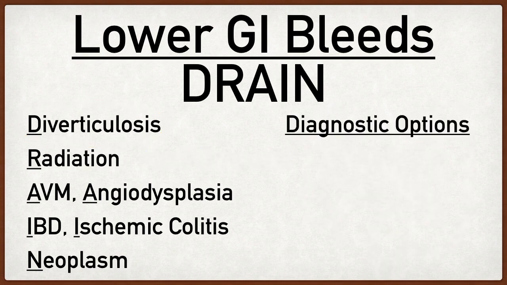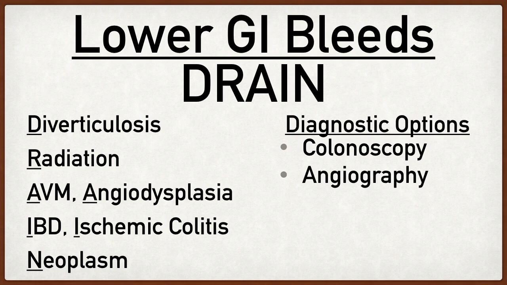Now, how can we diagnose lower GI bleeds? Colonoscopy is the test of choice, but it's not always possible, especially for brisk bleeds or life-threatening bleeds. You could also do an angiography, which is great because it could potentially help you localize the site of bleeding, and you could potentially perform direct intervention, doing things like embolization or vasopressin injections.